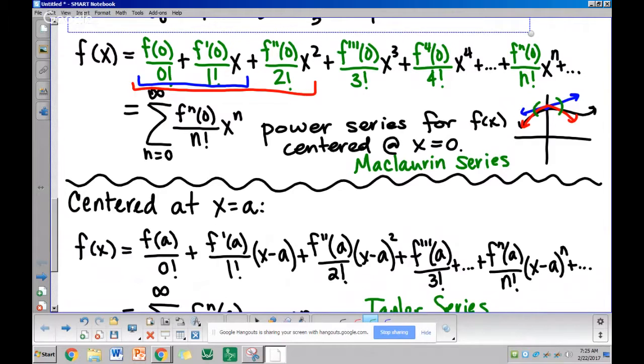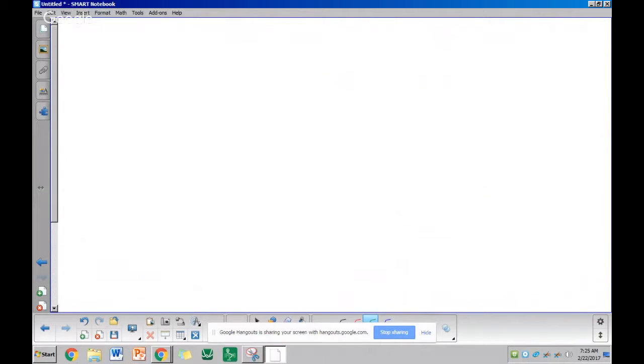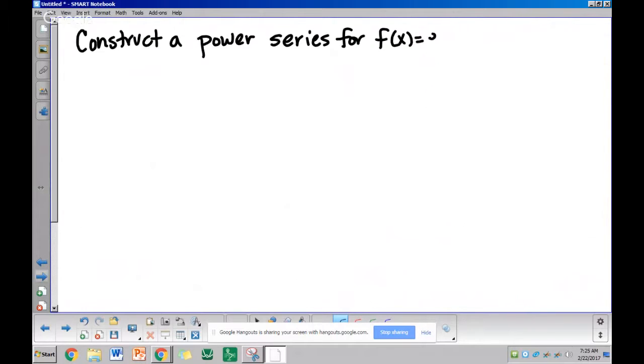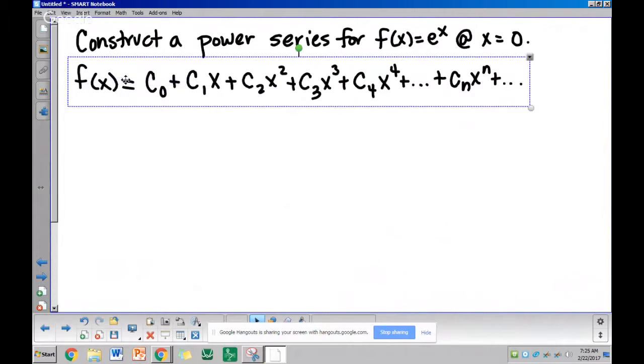All right, so let's do an example of this so that you will understand why on earth we're doing this. So the first thing we're going to do is construct a power series for f of x equals e to the x centered at x equals 0. All right, so what I do first, always, is to write down the generic function, and I saved it, so we have it here.